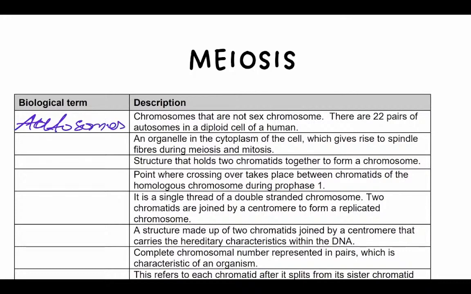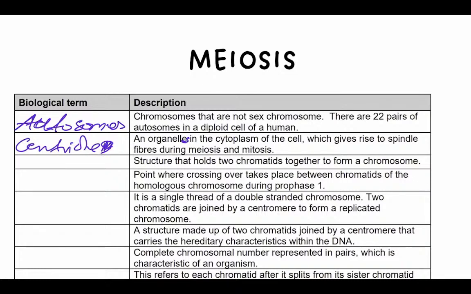Autosomes. Next: an organelle in the cytoplasm of the cell which gives rise to spindle fibers during meiosis and mitosis. Here they are looking for the organelle, basically in an animal cell. So the answer is going to be centrioles. But because they're looking for the organelle, it's going to be centriole. If they're saying organelles, it's going to be centrioles.